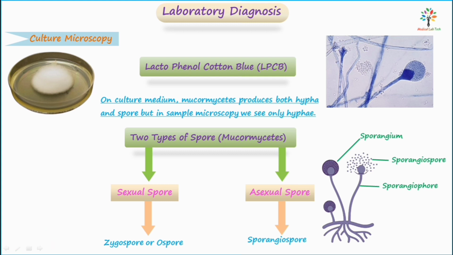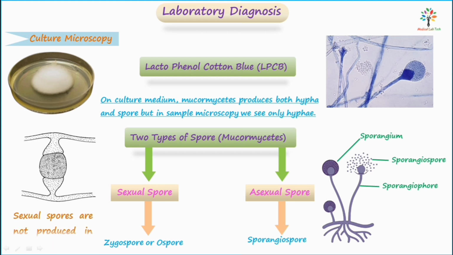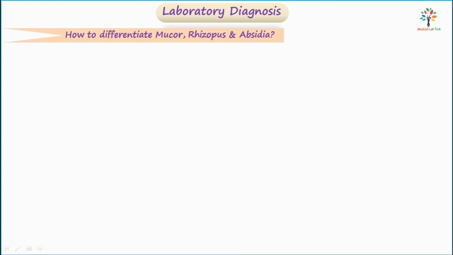Remember, sexual spores are not produced in the SDA media. They are produced only in some special media. Rhizopus, Apophysomyces and Mucor cause mucormycosis. These can form broad non-septate hyphae. They can form right angle hyphae. Now you may think how to identify Rhizopus, Apophysomyces and Mucor under the microscope. How to differentiate Mucor, Rhizopus and Apophysomyces?